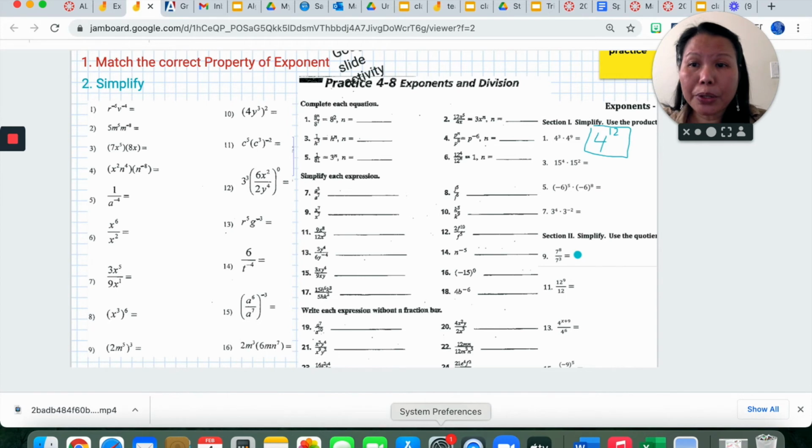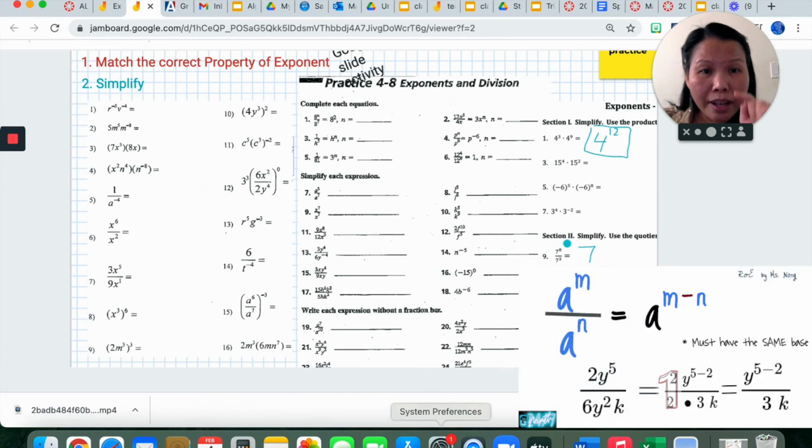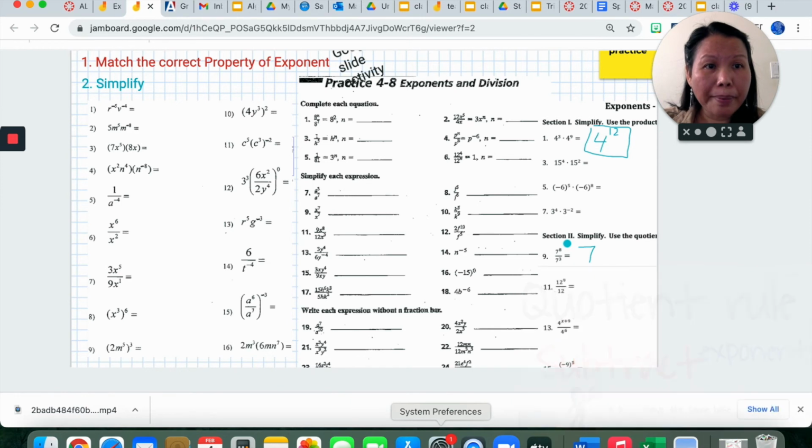Section number 2 uses the quotient rule. With the quotient rule, you will remember, we keep the same base, but we're doing the opposite. Instead of adding the exponents as in the product rule, we're subtracting the exponents. So 8 on the top exponent, subtract the 3 on the bottom exponent. 8 minus 3, in that order, and the answer is 5.